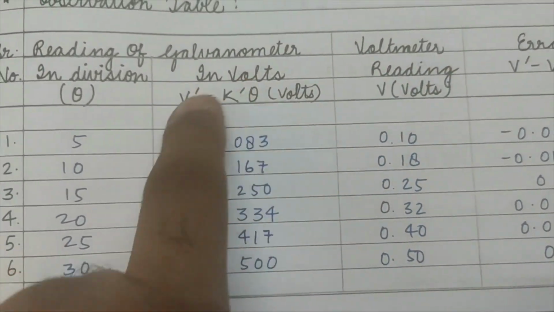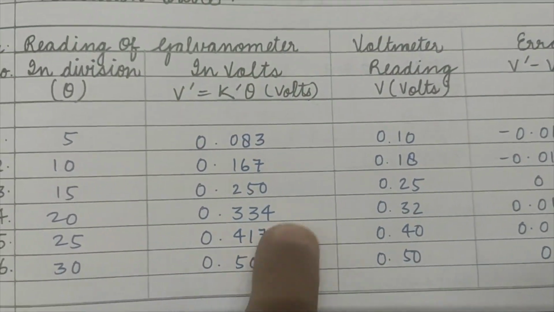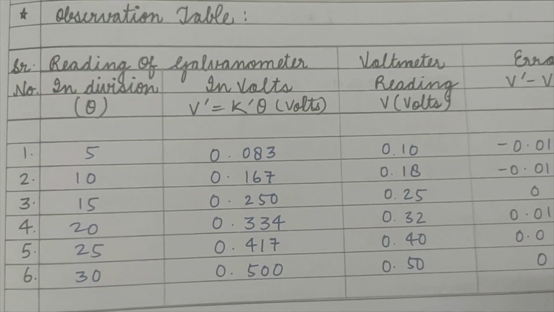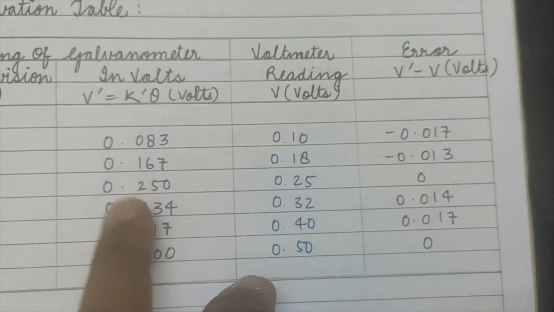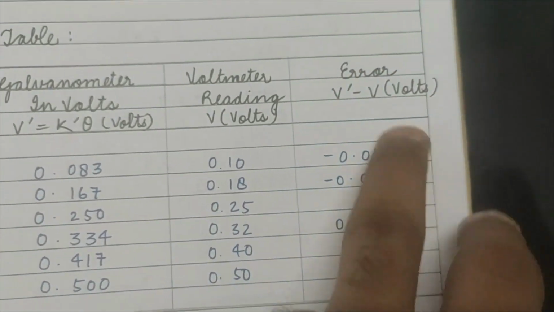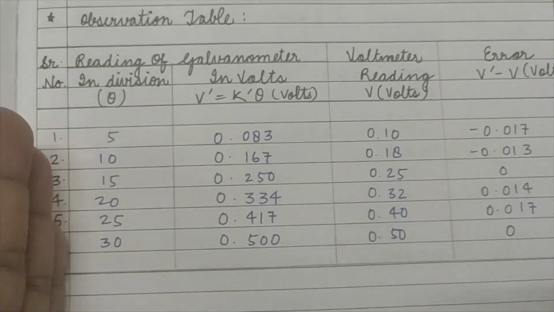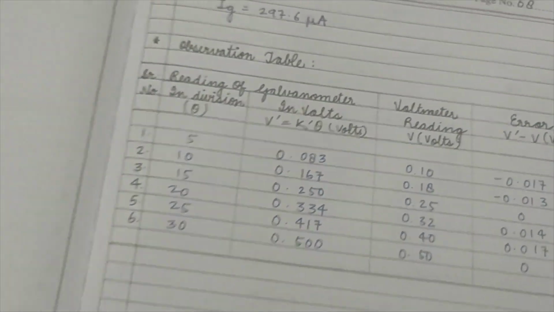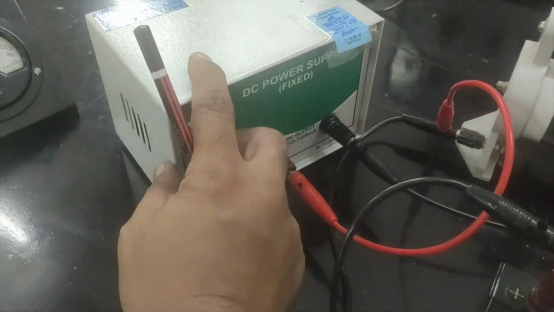This now gives me the voltmeter reading of the galvanometer that has been converted into a voltmeter of 0.5 volt range, and this is the original voltmeter reading. We will compare them, and this gives us the comparison of how good the conversion of the galvanometer into the voltmeter is. So now I am going to switch on this supply.